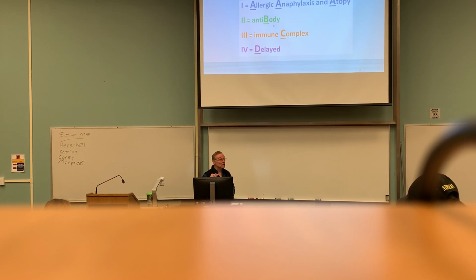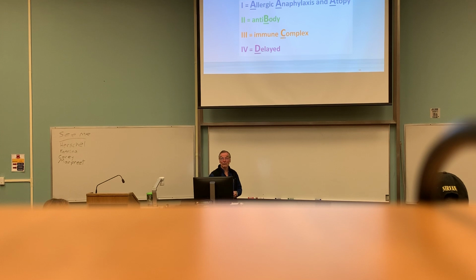Type 2, B, antibody response. Type 3, and I've opened this up on Canvas if you guys want to go back and look at it. C, immune complex issue. Type 4, D, delayed reaction.